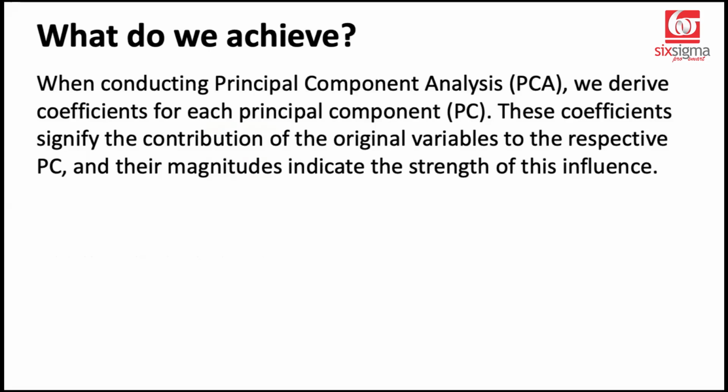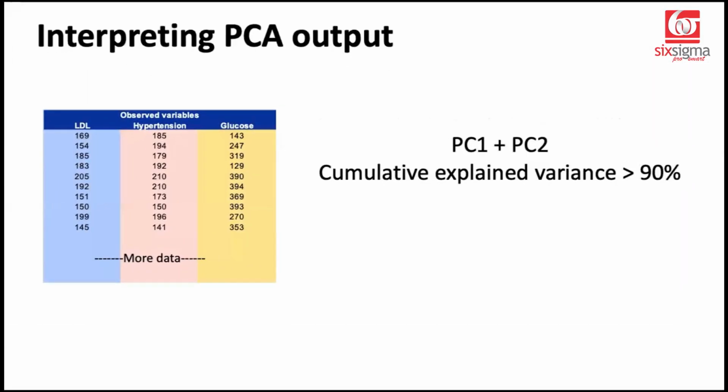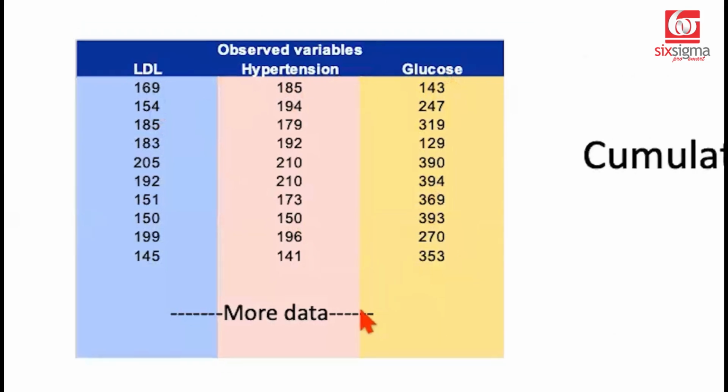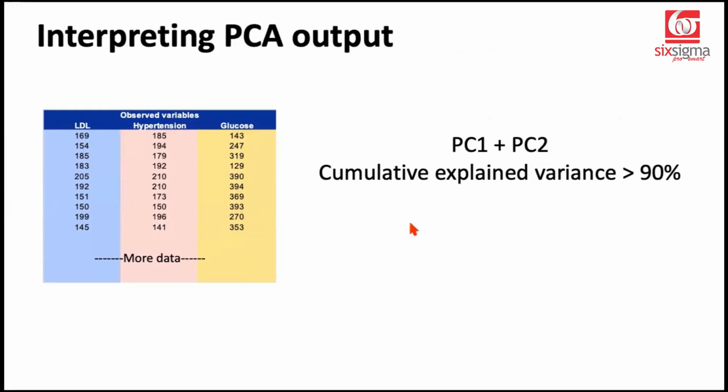Let's look at it with the help of another example. Let's say we have some data, we have some lab tests that have been done for certain patients. We've captured their bad cholesterol, their hypertension readings and the blood sugar levels. And we have a lot of data for a number of patients. Let's say we found by analyzing the data that the first 2 PCs alone add up to 90% of the cumulative explained variance. Now, what is this cumulative explained variance?